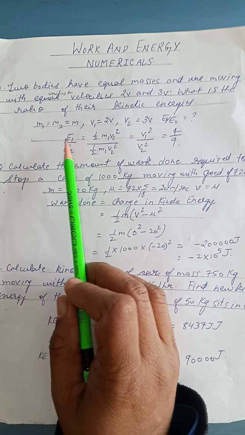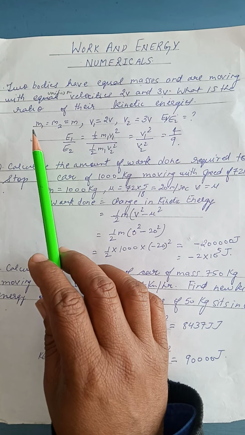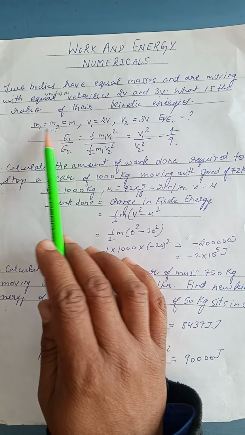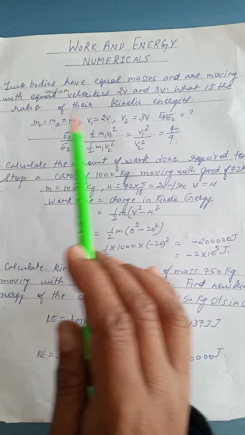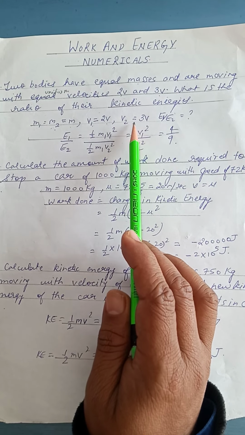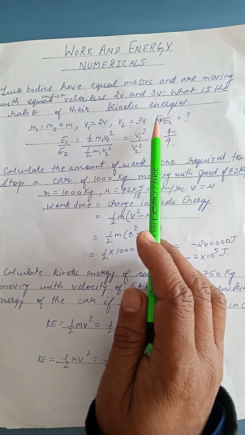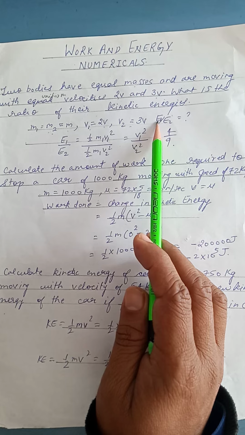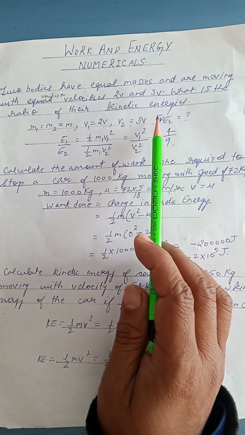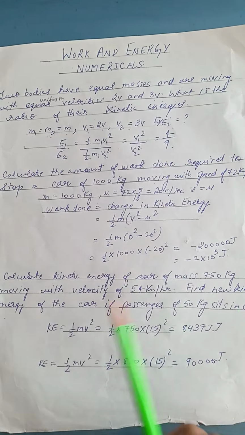Now we know that the formula of the kinetic energy is half mv square. In this question, what is given? They are of equal masses. When they are of equal masses, it means m1 and m2 are equivalent to m. The first velocity is given as 2v, and the second velocity is given as 3v. We have to find out the ratio of their kinetic energies. So the first kinetic energy we are considering as E1, and the second kinetic energy as E2. We have to find out the ratio of the first kinetic energy to the second kinetic energy.